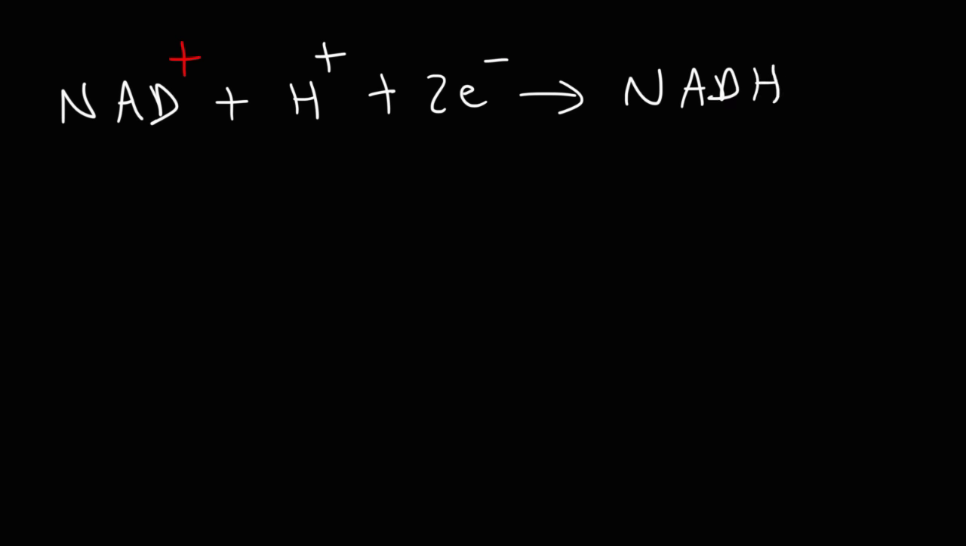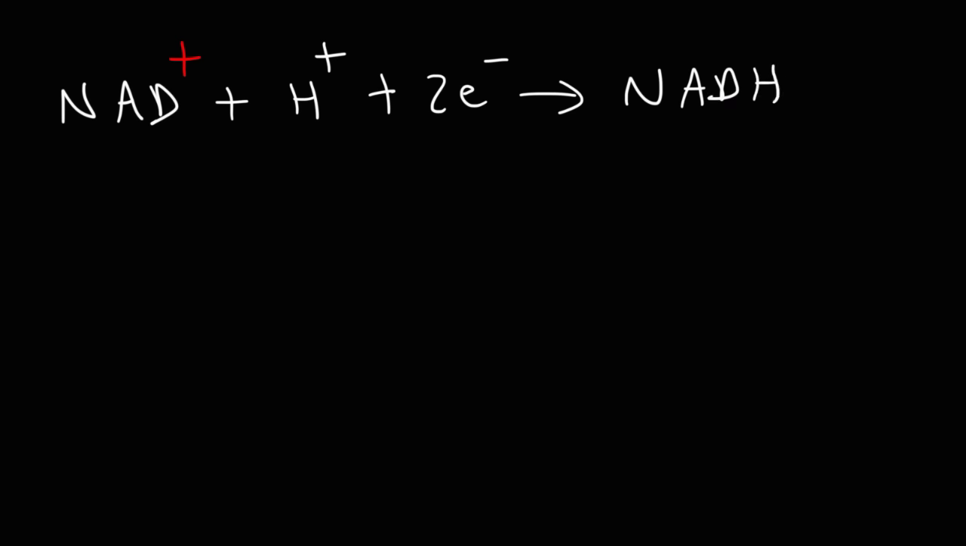And during the electron transport chain, the electrons that were carried by NADH and FADH2 were transferred to oxygen, which in the presence of hydrogen ions turned into water. So this is what happens in the presence of oxygen. Glucose is ultimately converted into carbon dioxide and water with the help of oxygen.